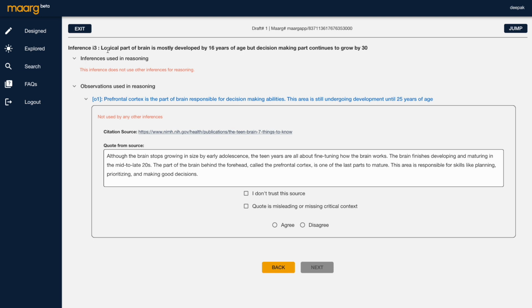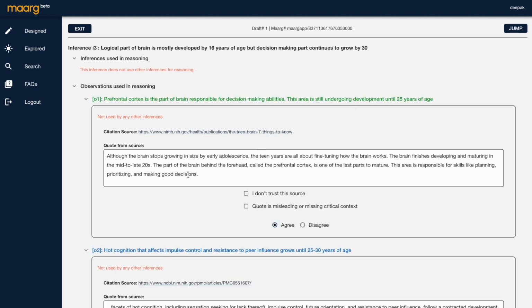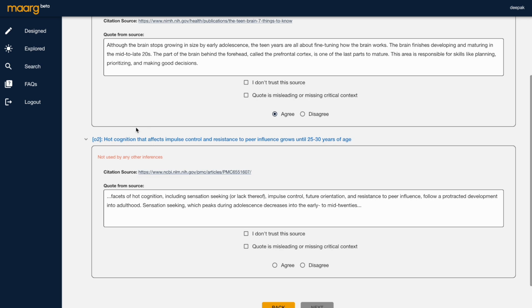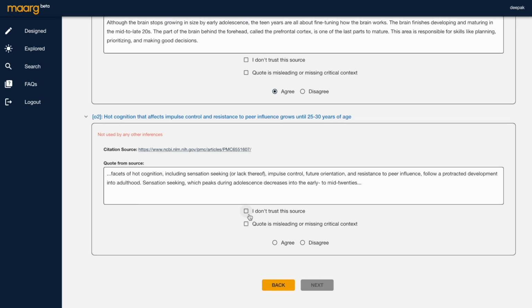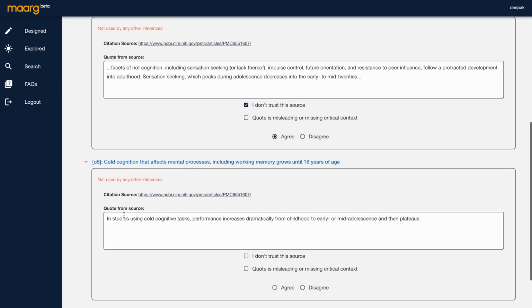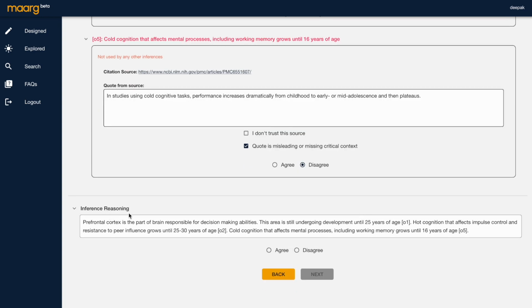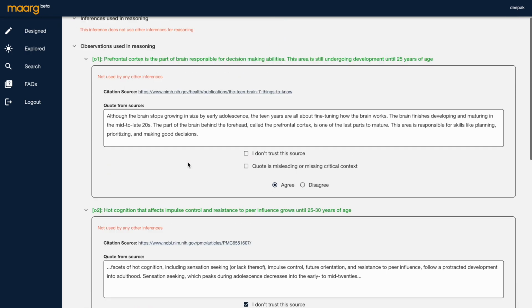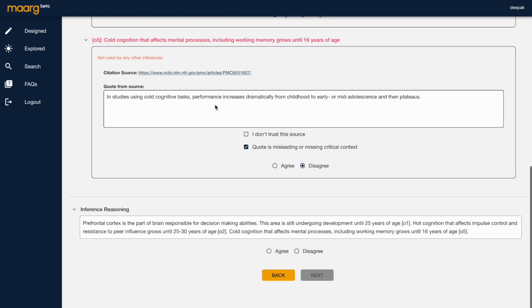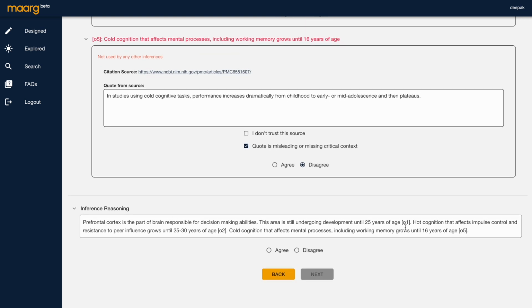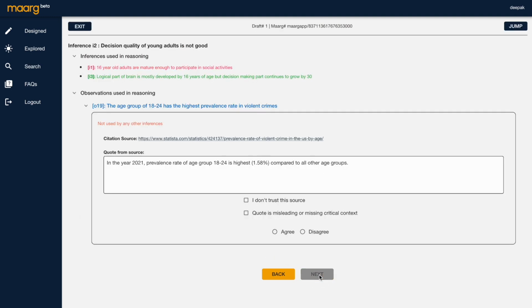After this, we have presented the next inference. Over here, we can go through this again, but let's say for now, this inference is actually using multiple observations. I'm just going to put some random number values over here. And finally, inference reasoning. This reasoning is where you get to analyze, depending on whether you have agreed or disagreed with the observations, how that reasoning was made. Let's say I agree here, and then I move on to next.